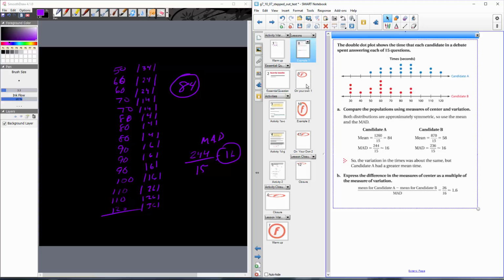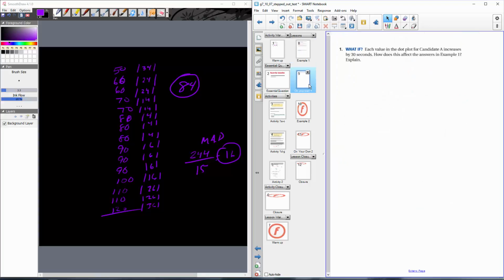Now, how does that help us? What it tells us is, number one, if I look here, this person spoke longer than this person. They both had the same average deviation between that. So they're consistent. They're comparable to each other. But this one candidate talked a lot longer. And then when I want to express the difference in measure of center as a multiple, this is how you figure it out. This is what the procedure is to figure it out.